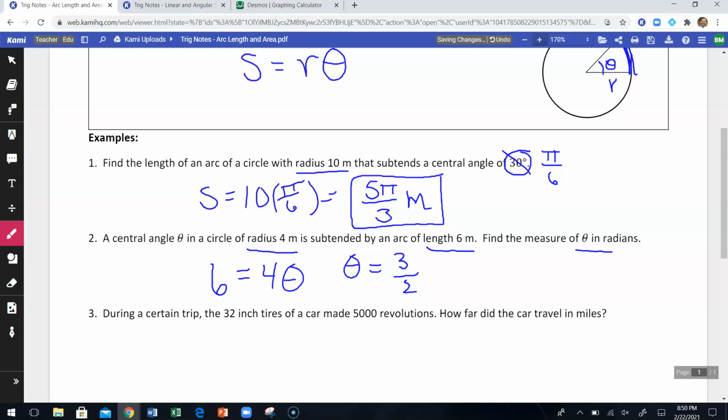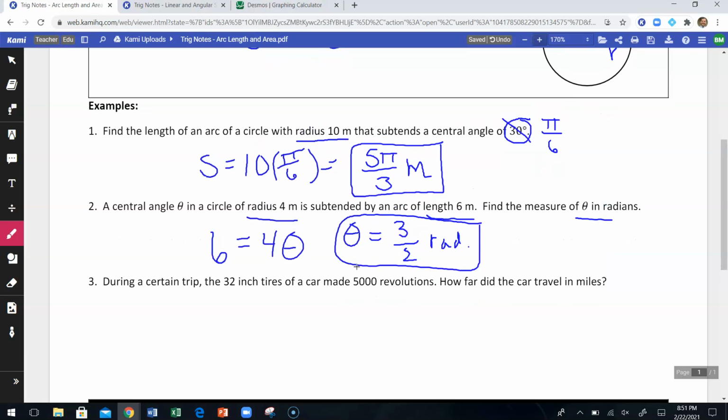And then anytime we're dealing with this formula, our angle theta is in radians. So this is 3 over 2, or 1.5 radians. Now again, that doesn't look like a radian measure that you're used to if you're used to the unit circle. However, this is an angle measure in radians, 1.5 radians.